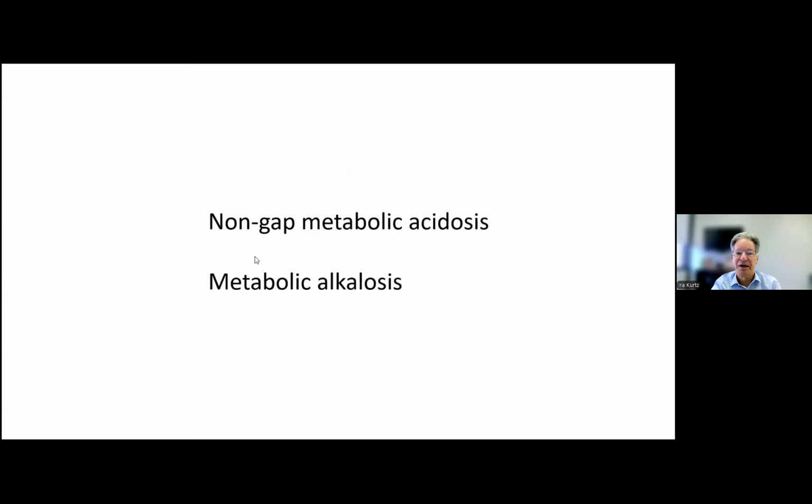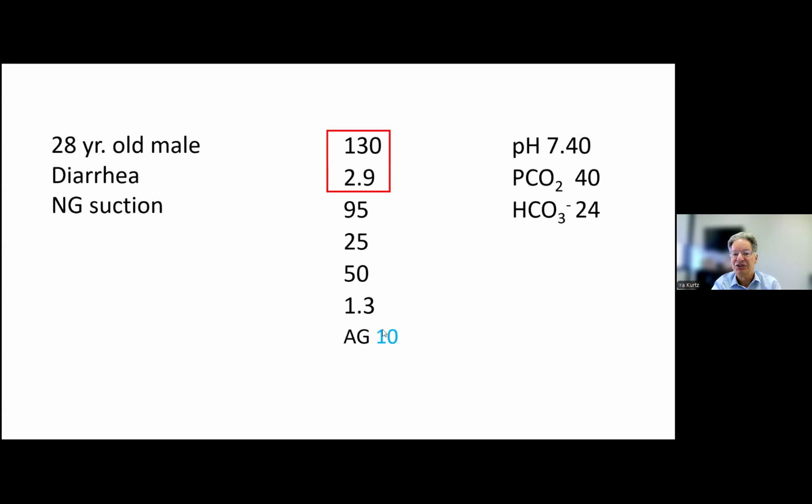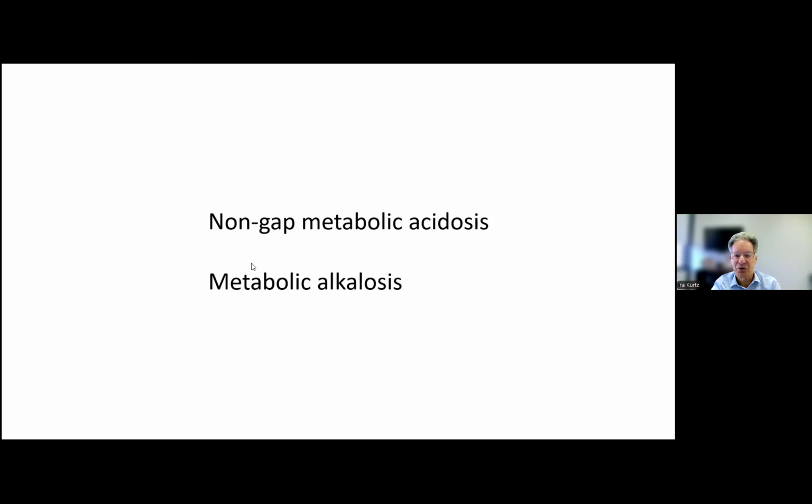So on the exam, you would pick non-GAP metabolic acidosis and metabolic alkalosis. The difference here is you don't have a clue that there's a metabolic acidosis because the anion gap's not elevated. So in a non-GAP acidosis, you really lose that clue. On an exam, they'll probably give you normal numbers with an elevated anion gap, like before. This is a more subtle question.